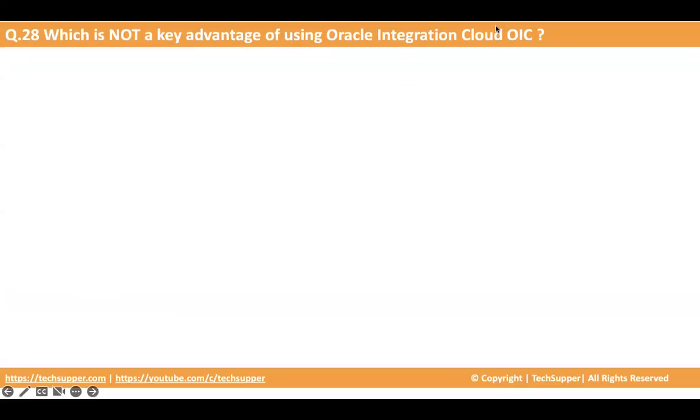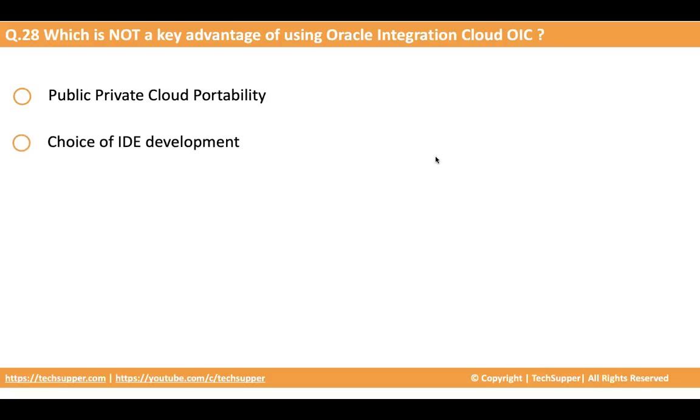Okay, what is the next question? Which is not a key advantage of using OIC? What are the options? Public-private cloud portability, choice of IDE development, pre-built integrations, recommendations. Which is not a key advantage?